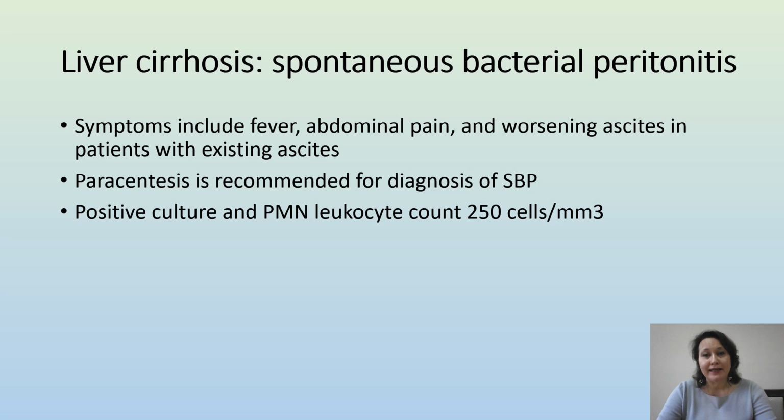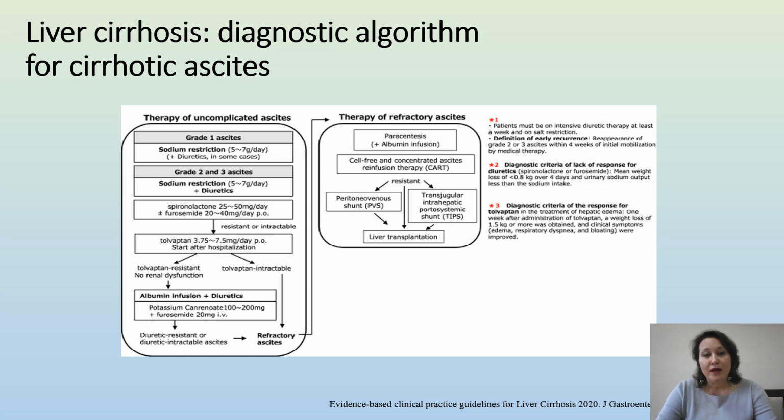If a patient has spontaneous bacterial peritonitis, such a patient can have clinical symptoms like fever and abdominal pain. We recommend paracentesis, and we treat such a patient with antibiotics, quinolones. Treatment of a patient who has ascites includes, first of all, dietary recommendation of sodium restriction to 5 up to 7 grams per day. Plus, if the patient has grade 2 or 3 ascites, we recommend diuretics and we start with spironolactone 25-50 mg per day. If spironolactone is not enough, we combine with furosemide 20-40 mg per day.